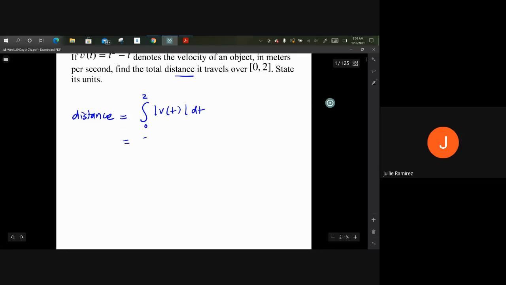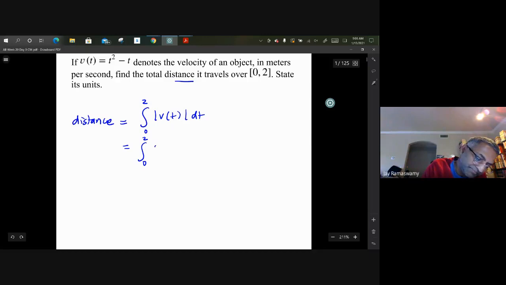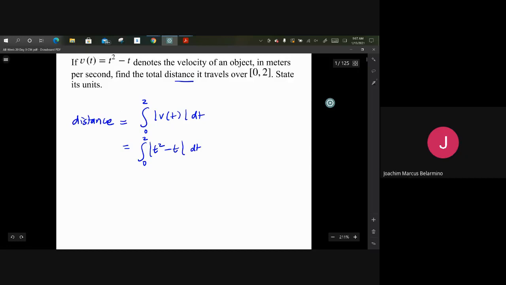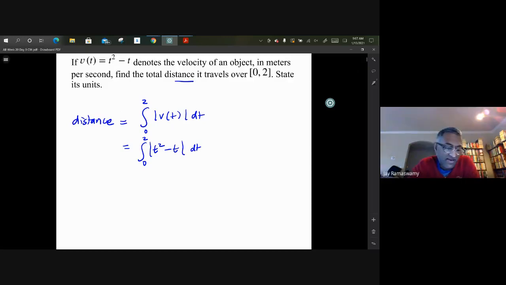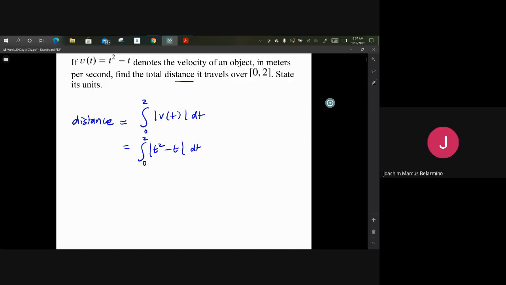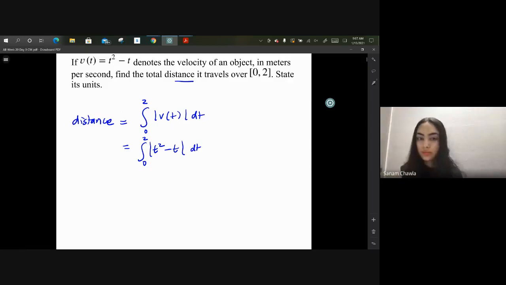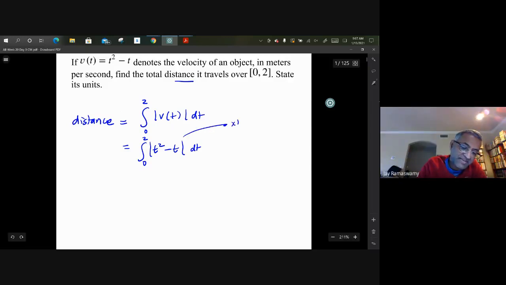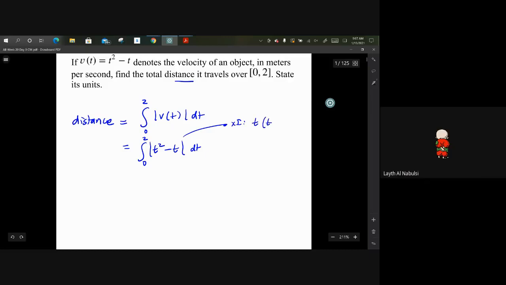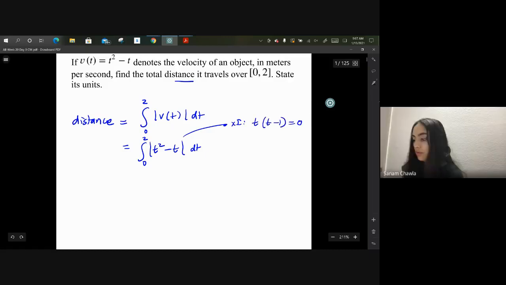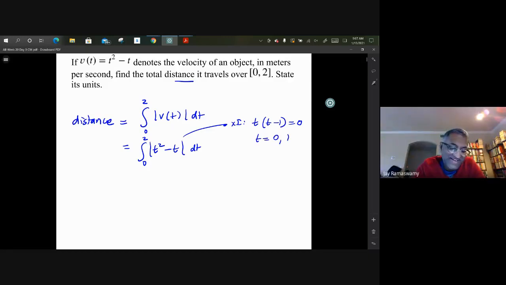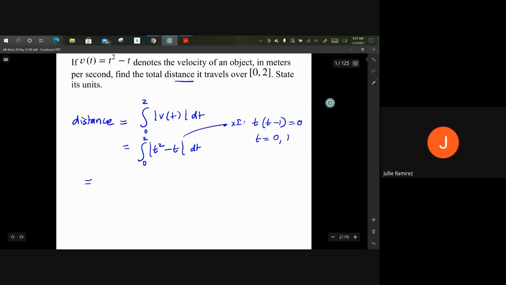Can we plug it in? Yes. So it's the absolute value of t squared minus t. We learned this last time. Who remembers how we integrate an absolute value function? Find the x-intercept. They smartly say find the x-intercept. Factor out t. So it's t times t minus 1, and the x-intercepts are 0 and 1. Let me do the questioning. Which is the relevant x-intercept? 1.